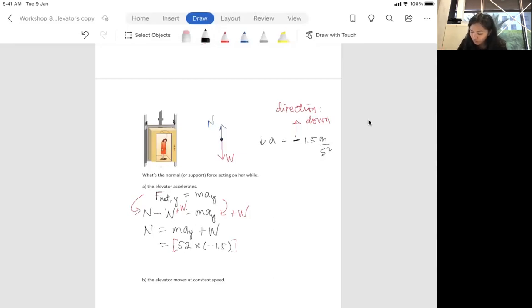And then you need to add the weight. And weight is equal to mass times gravitational acceleration. The mass is 52 kilograms times 9.8. And you work that out using your calculator, you'll have 431.6 newtons.